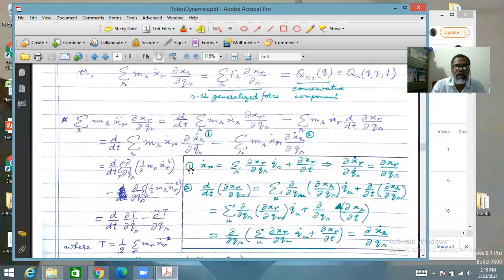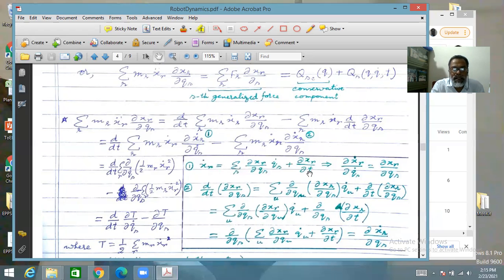So these two justifications are here. First of all, what is xr dot? Since xr is a function of q1, q2, q3, q4, etc. and t, therefore its derivative is the total derivative, that is del xr by del q1 into q1 dot plus del xr by del q2 into q2 dot, and so on, plus finally del xr by del t. So this is straight from the definition of total differentiation.